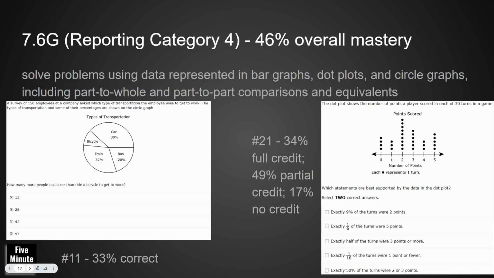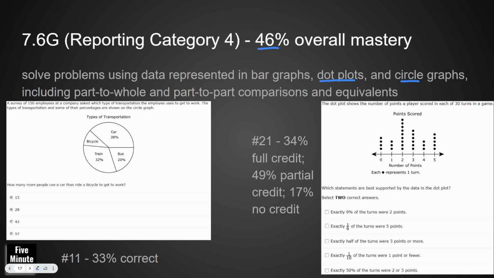7.6G, reporting category 4. We are looking at 46% overall mastery. We are solving data problems. In this case, we've got a circle graph and we've got a dot plot. So remember, we're solving data problems. We're not necessarily identifying the information, but we're doing some calculations with this data. Neither are we summarizing data. That's more of a 6th grade trend, is summarizing data.